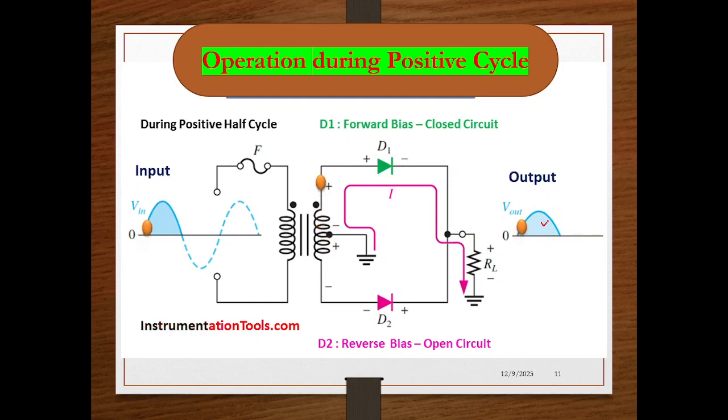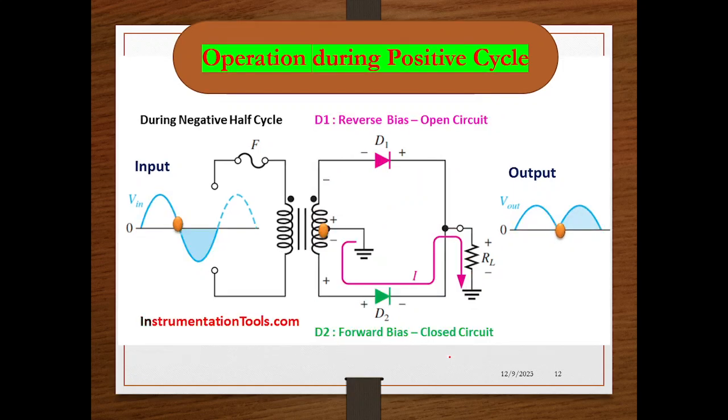Now we will move on to what happens during the negative half cycle. As already mentioned, you can observe here D1 is getting reverse biased, so it is acting like an open circuit, and D2 is getting forward biased, so it is a closed circuit. In the same way we can observe what is happening during the negative half cycle also. Let us observe this. This is how the negative half cycle of the center tap full wave rectifier operates. This is very interesting.